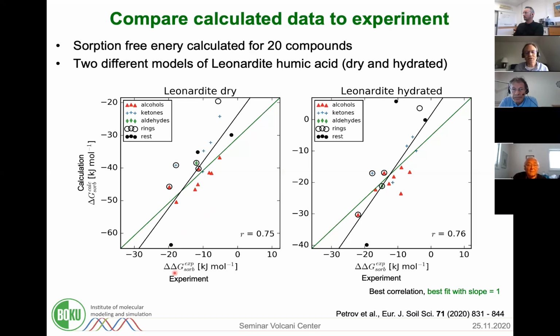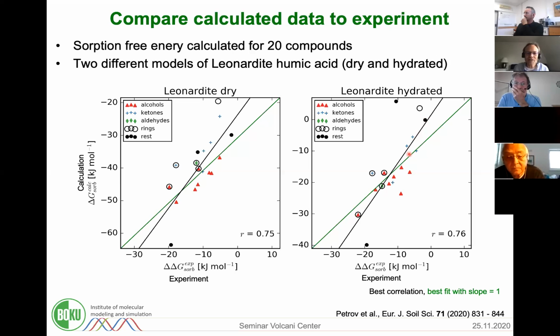And then we can correlate the experimental absorption free energy on the x-axis with the calculated absorption free energy from our models. And we did this in two different samples. We did it for very dry Leonardite and for hydrated Leonardite. And the ideal correlation, of course, would be the diagonal. There is a little bit of a shift here. This is a delta G because there is a constant value that is difficult to measure experimentally.